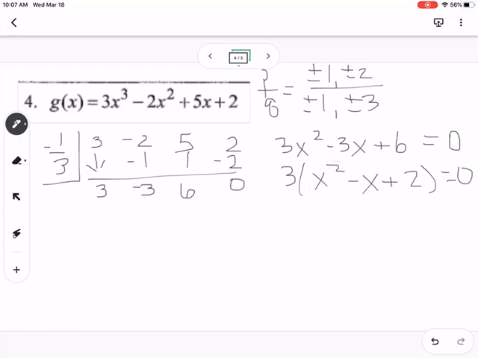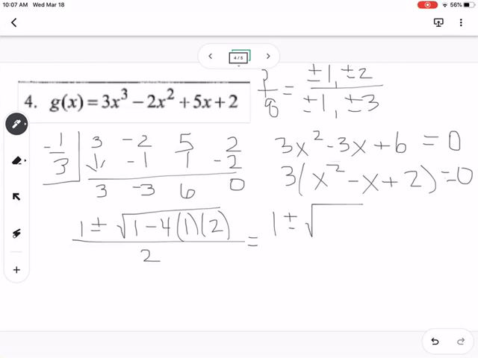Okay, so let's do this again. So negative b, so it's going to be positive 1 plus or minus square root b squared minus 4 times a times c all over 2a, which is 1 plus or minus. So 1 minus 8 gives us negative 7 over 2. We can bring out the i, if you remember from Algebra 2. So 1 plus or minus i radical 7 over 2. You can leave your roots just like that.